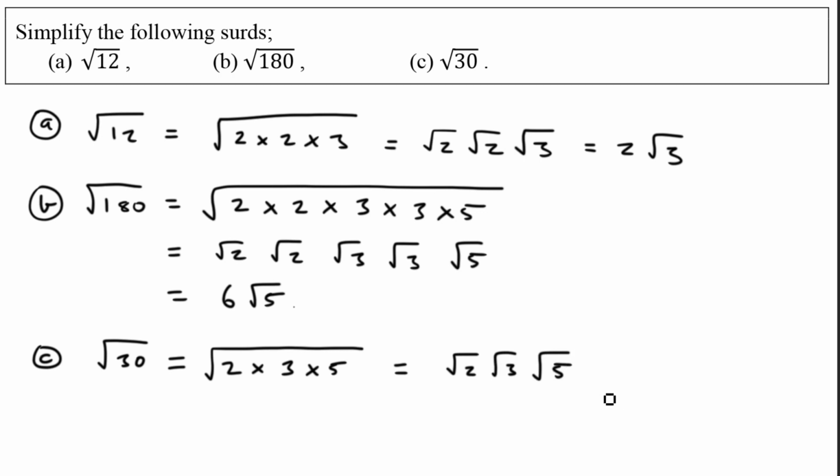However, this doesn't really look simpler than root 30. When we want a simplification of a surd, we'd like it written as just possibly a number out the front times a single surd, so 6 root 5 or 2 root 3. Root 2, root 3, root 5 isn't really particularly simple to look at. So although this is completely correct, we do not bother writing this as a simplification. We would not bother with this. We would say that root 30 is a simplified surd.